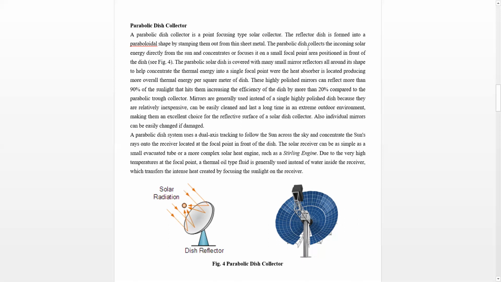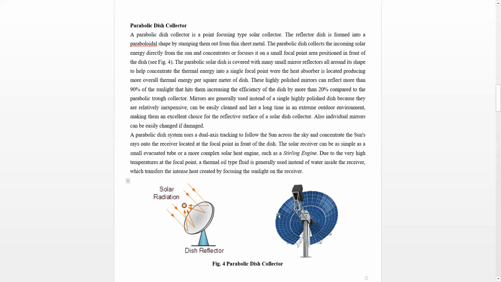The paraboloidal dish collects the incoming solar energy directly from the sun and concentrates or focuses it on a small focal point area positioned in front of the dish. The parabolic solar dish is covered with many small mirror reflectors all around its shape to help concentrate the thermal energy into a single focal point, where the heat absorber is located, producing more overall thermal energy per square meter of the dish.